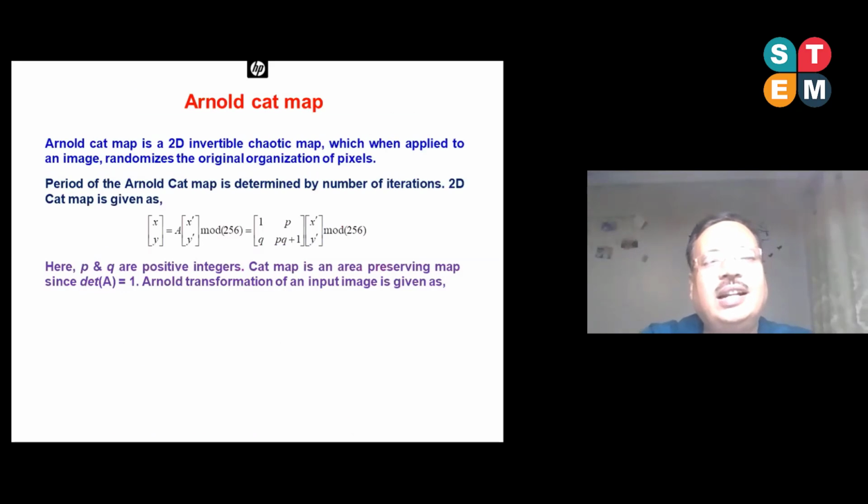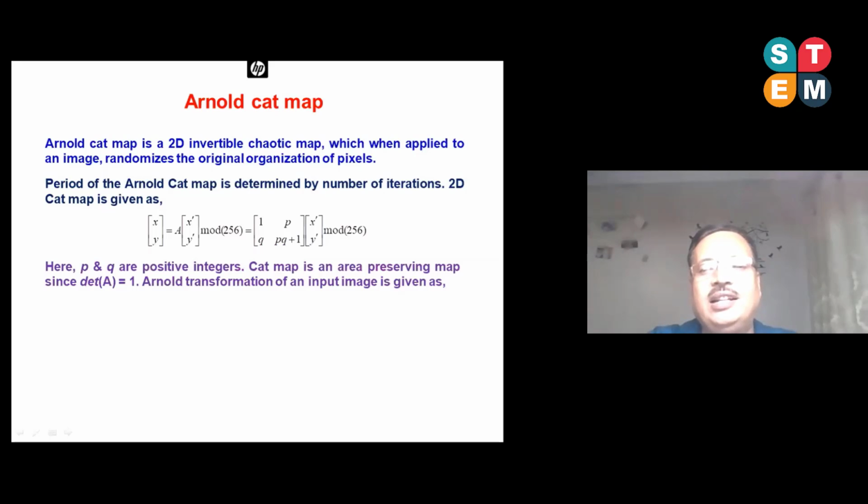So what is an Arnold cat map? It is basically a two-dimensional invertible chaotic map, which, when applied to an image, randomizes the original organization of pixels. The period of the Arnold cat map is determined by the number of iterations. So the 2D cat map is defined by this expression.